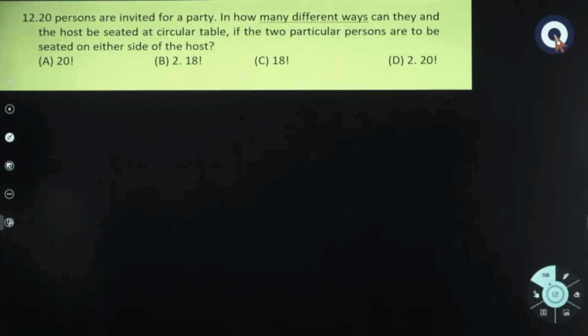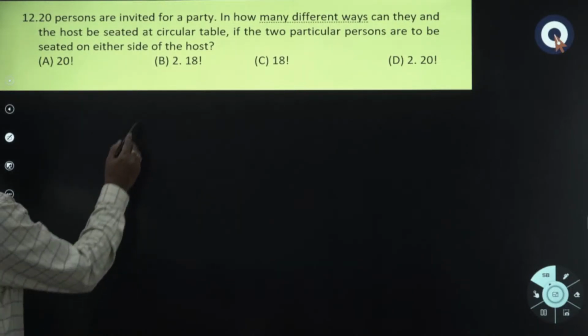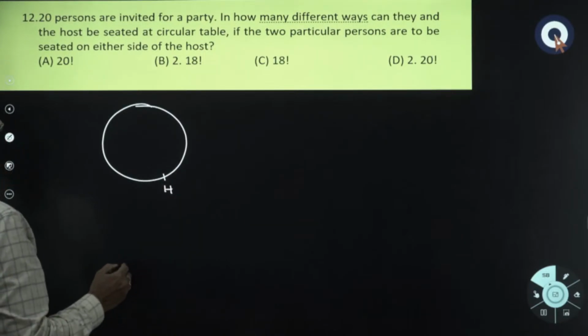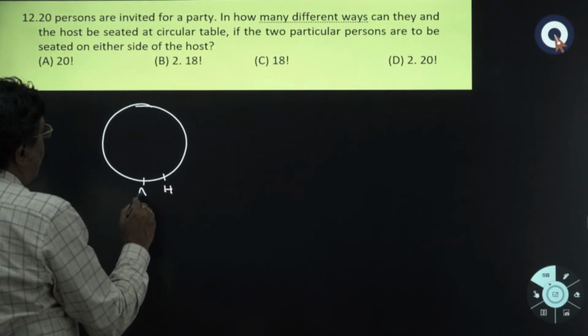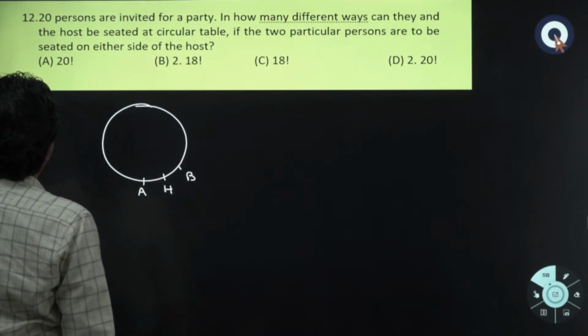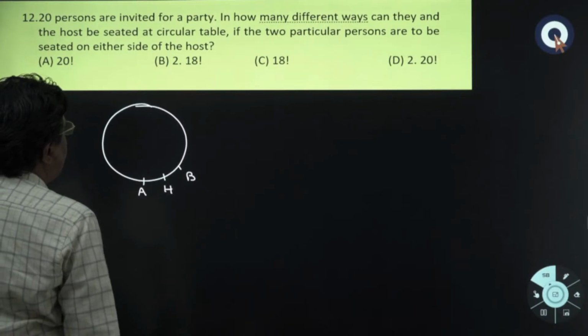20 persons are invited for a party. In how many different ways can they and the host be seated at a circular table if 2 particular persons are to be seated on either side of the host? See here, our host said 2 particular fellows, Mr. A and Mr. B, sit on either side of the host, and the remaining 18 people can sit anywhere.